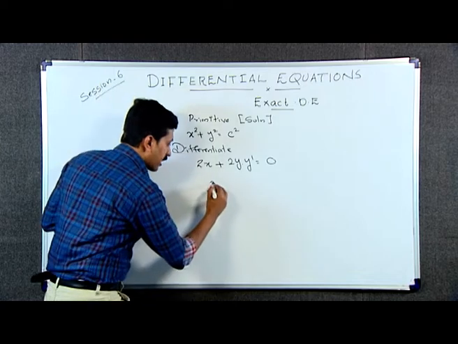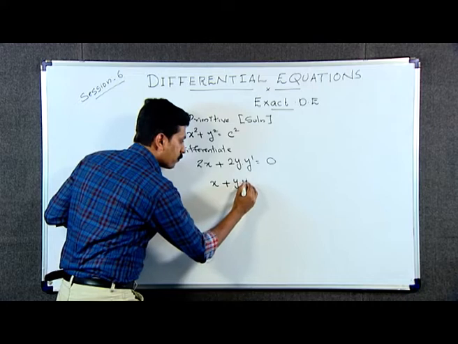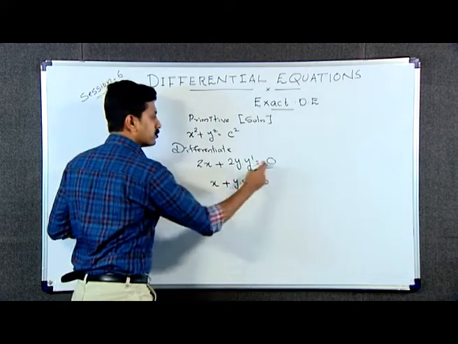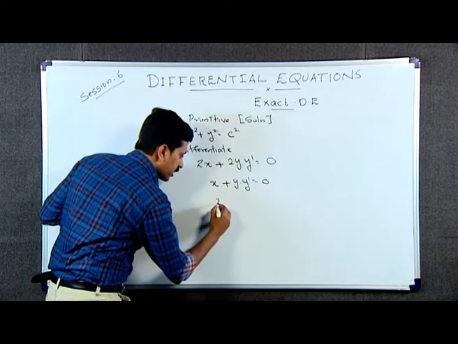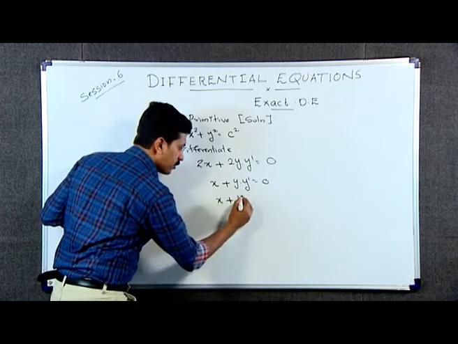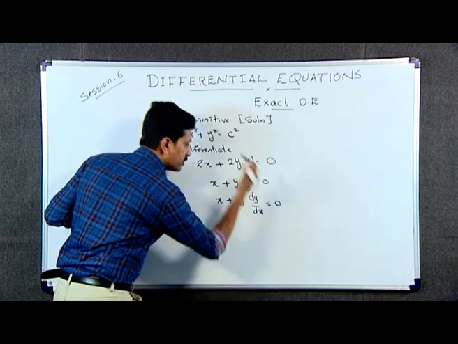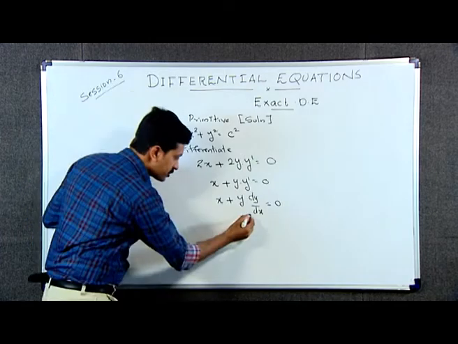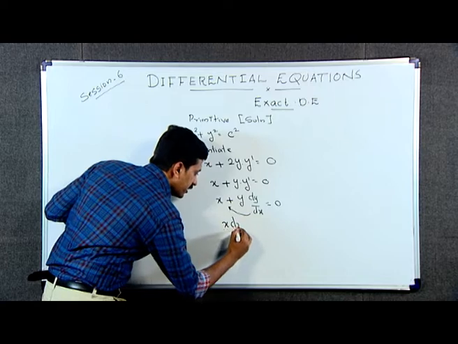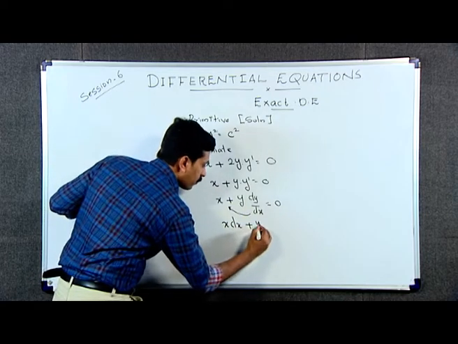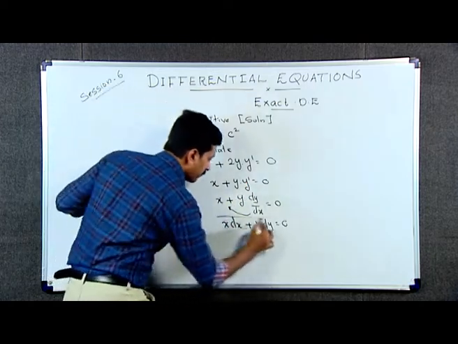See, we can rewrite this by taking 2 out, so we get x plus y y dash is equal to 0. This can again be rewritten as x plus y dy by dx is equal to 0. Taking this dx to the other side, we can rewrite this as x dx plus y dy is equal to 0. This is a differential equation.